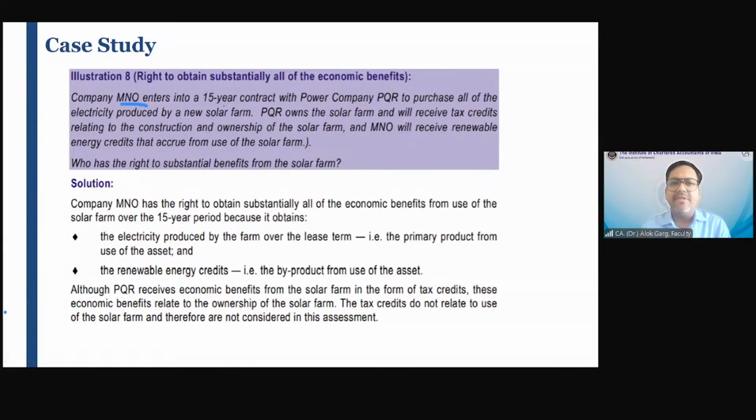Company MNO enters into a 15-year contract with power company PQR to purchase all the electricity produced by a new solar farm. Normally, you know what happens. When a student sees that the question is written as a sale and purchase, they think that this question belongs to Ind AS 115, not Ind AS 116. Is it the case? Answer is no. You have to evaluate the contract whether it is 115 or 116.